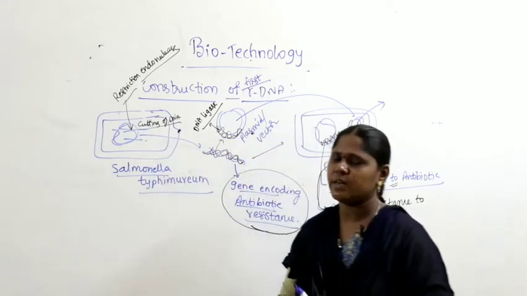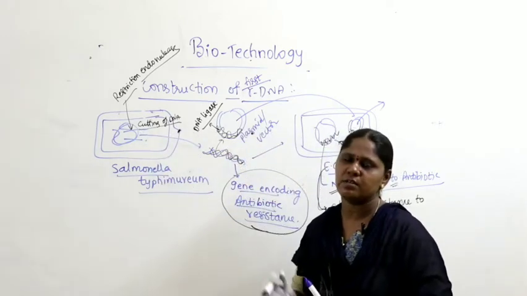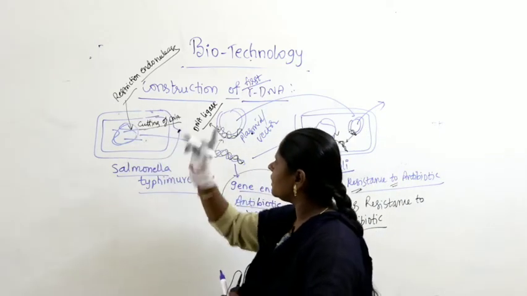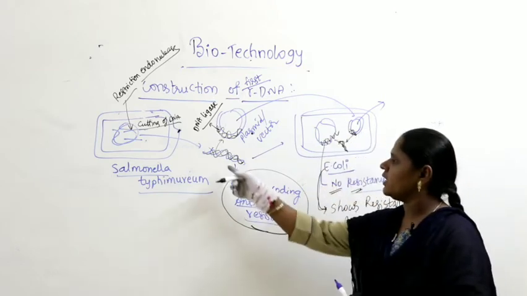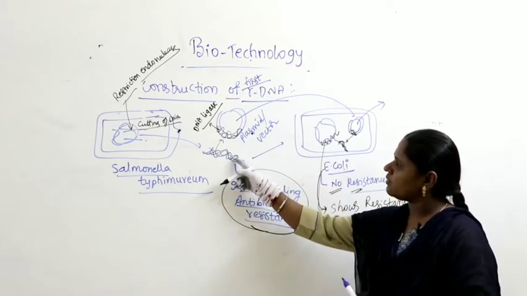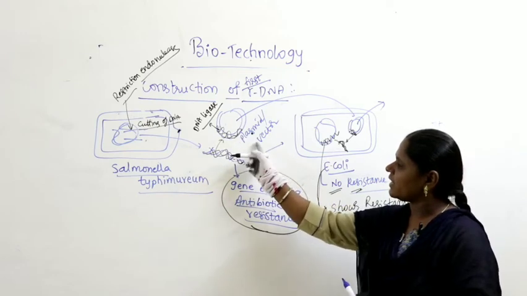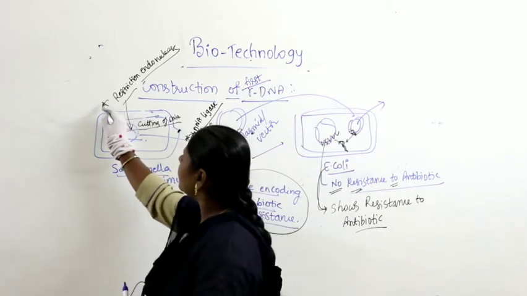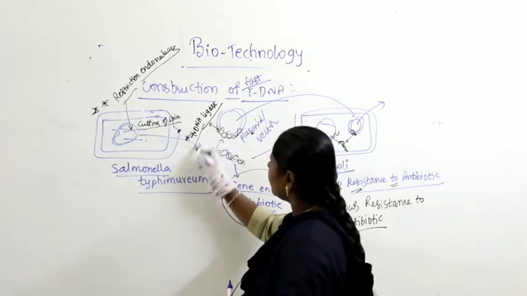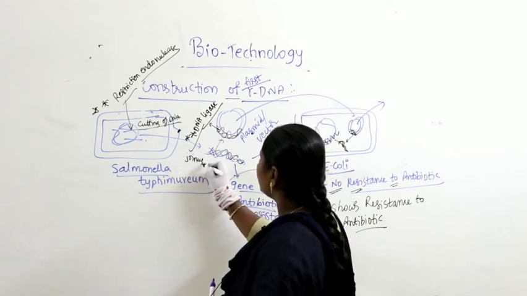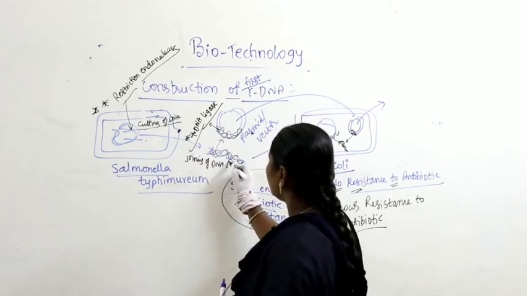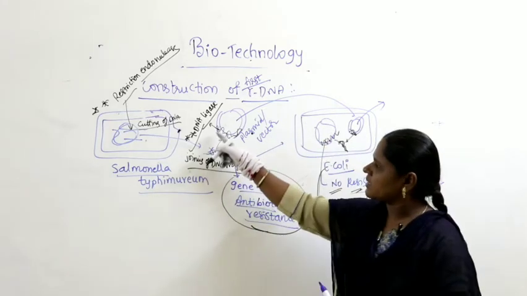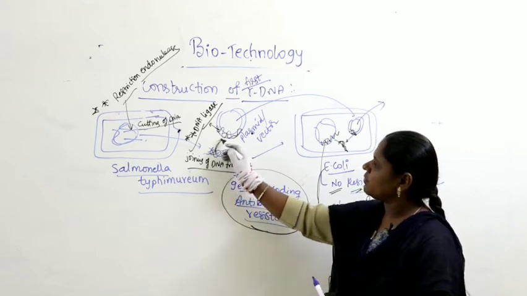Okay, so I am just repeating because this is very important in biotechnology. Each and every step you have to understand. Restriction endonuclease is involved in cutting of DNA and the fragment of DNA is extracted out. This fragment of DNA is added into the plasmid that acts as vector. How is it added? With the help of another enzyme called DNA ligase. This DNA ligase is meant for joining of DNA fragments. This is the second enzyme.